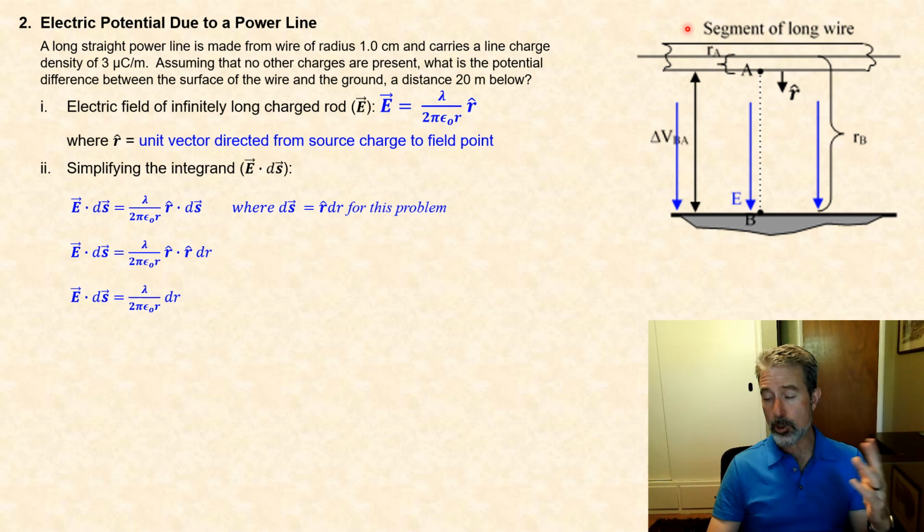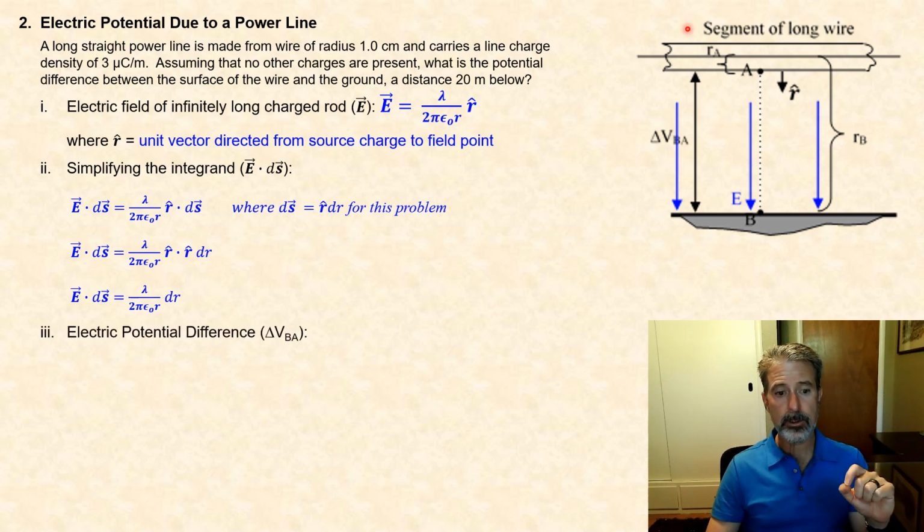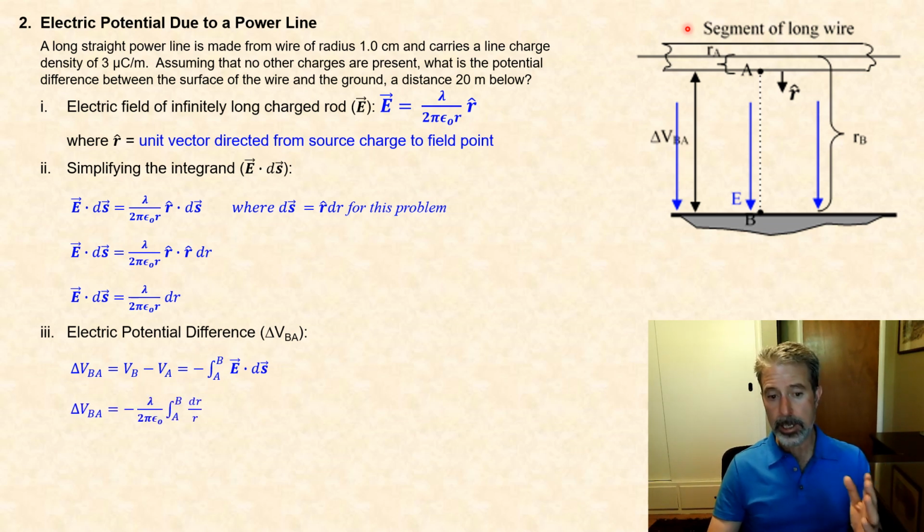Okay, this is what it is. We're now ready to integrate to find the electric potential difference between the wire and ground. When we do so, we can take out all of the constants, the lambda and the 2 pi epsilon naught. So what we're left with in the integral is simply the integral of dr over r, which you know very well is the natural logarithm of r when you evaluate the integral.